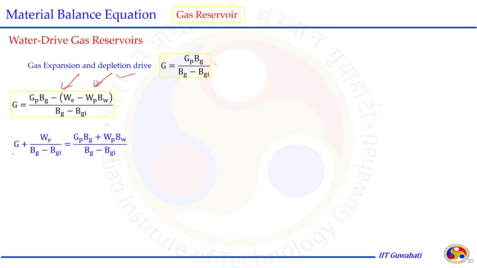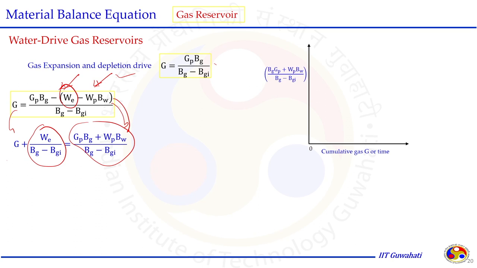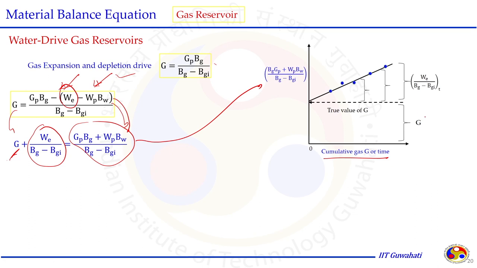So the G on one side, on the other side, and bringing this term that is accounting for the water influx on the left hand side, we can adjust this equation in this form where G plus this water encroachment is kept on the left hand side and the production data for the gas and the water are kept on the other side. So if we plot this versus the cumulative gas or the time, that is G, the equation should give us the value of G.